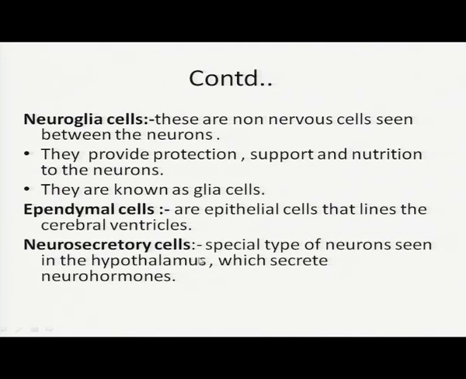Neurosecretory cells, doing the function of secretion. These are a special type of neurons seen in the hypothalamus of the brain, which will secrete some hormones, and these hormones are known as neurohormones. So, this particular cell present in the hypothalamus secretes neurohormones, and such cells are known as neurosecretory cells.